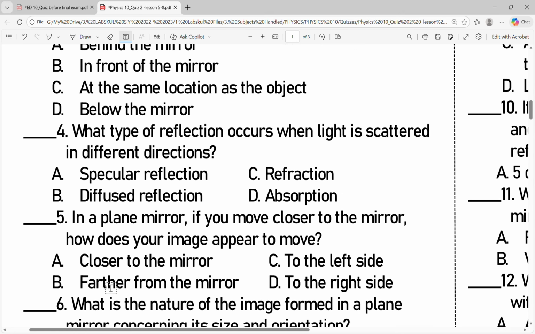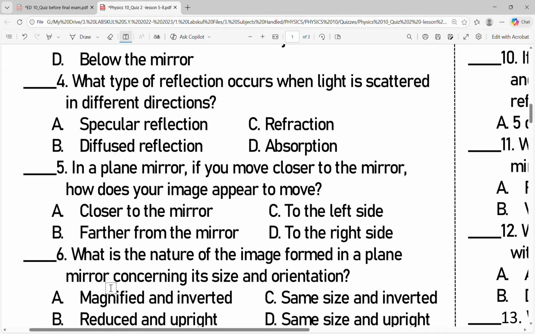Number 4, what type of reflection occurs when light is scattered in different directions? Remember, light scatters in different directions if it hits on a rough surface. And this type of reflection is no other than diffused reflection.